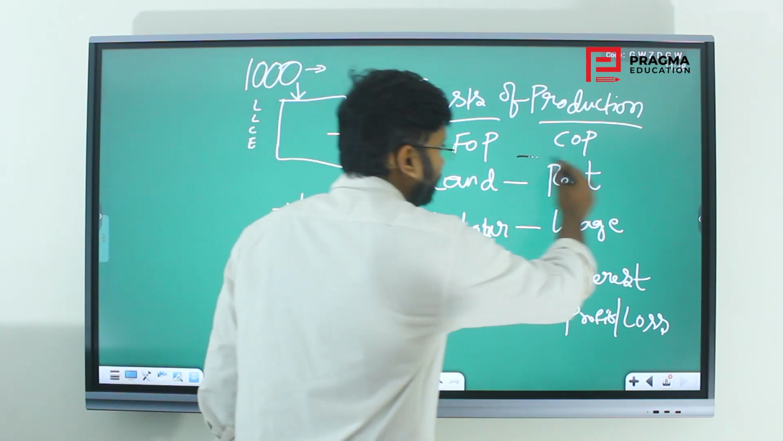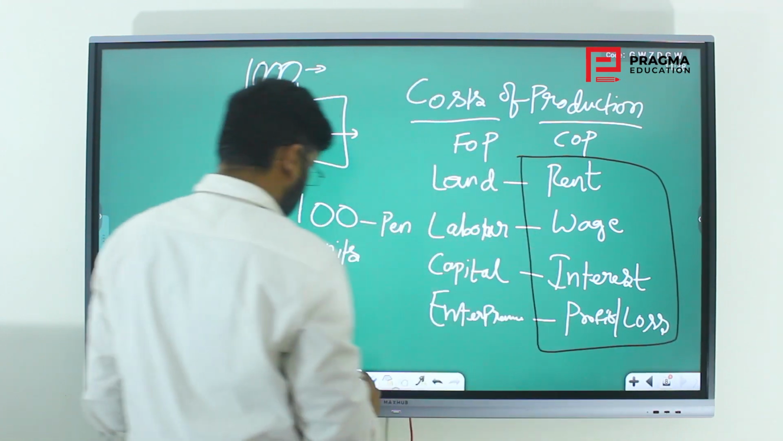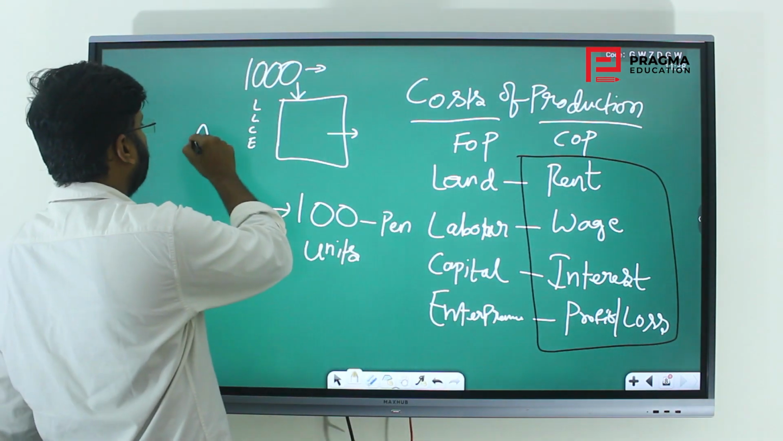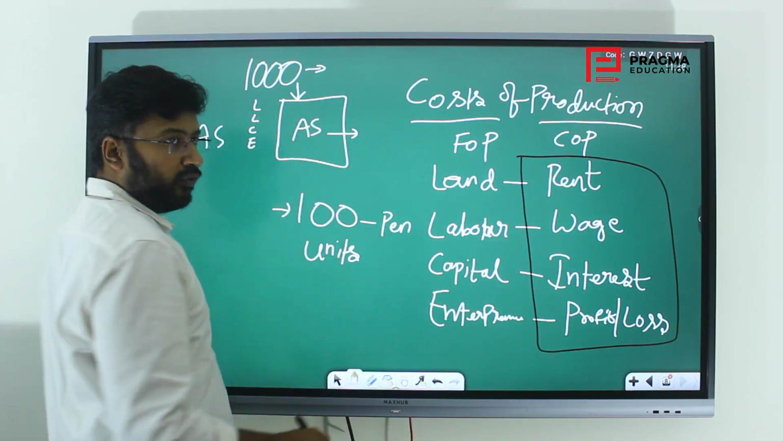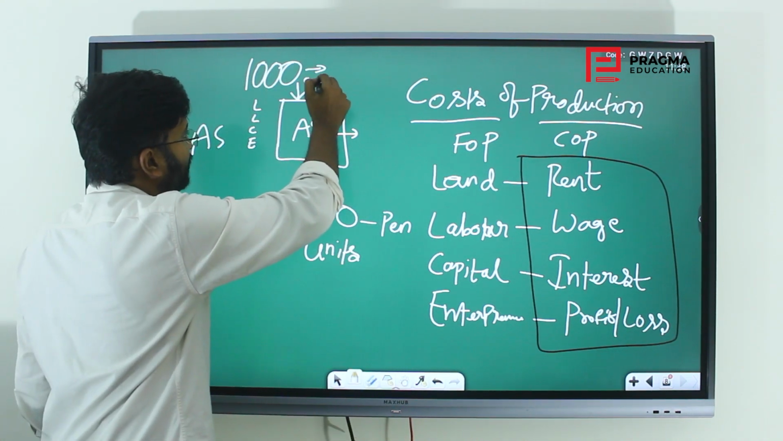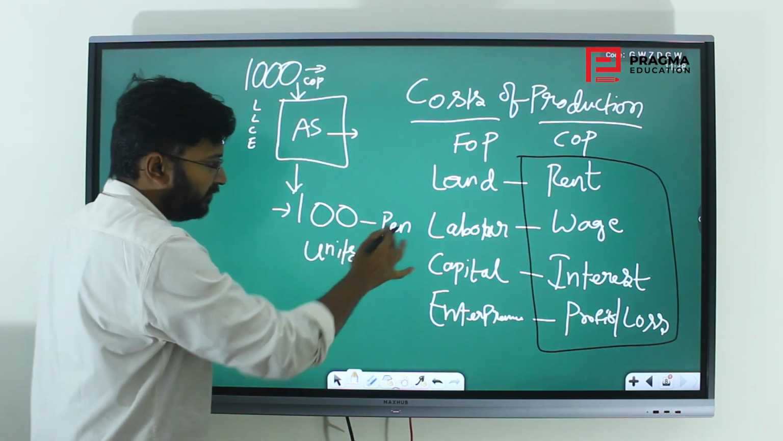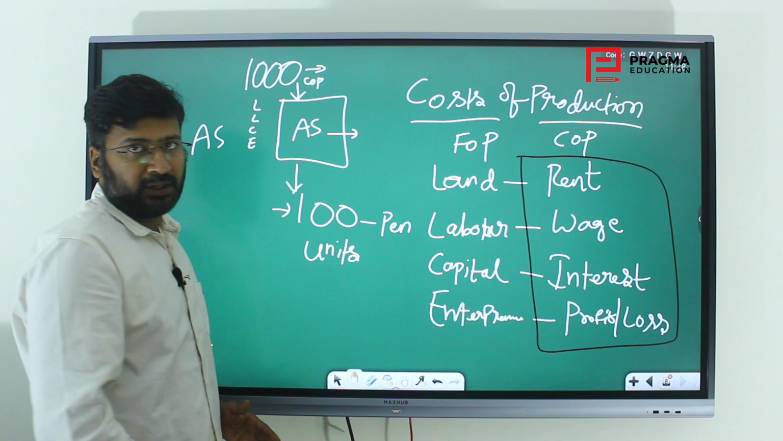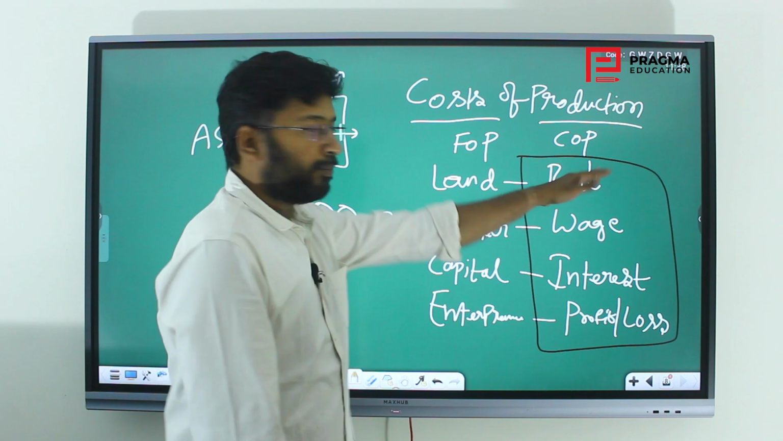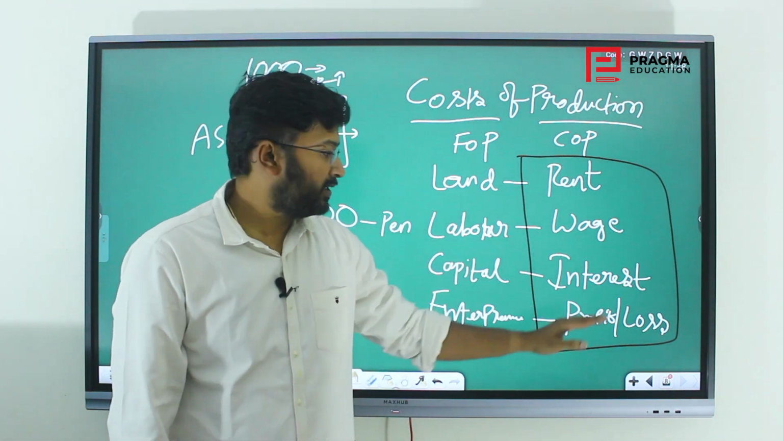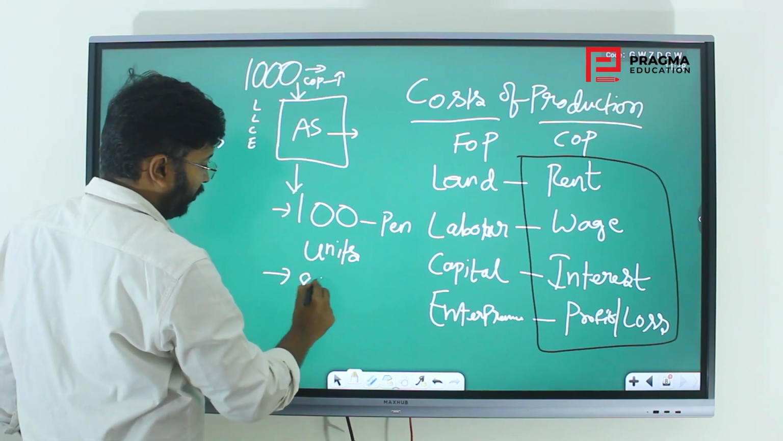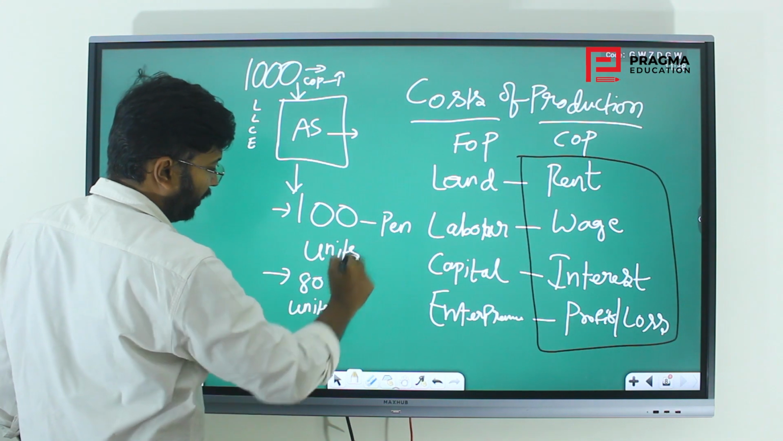So the costs of production associated with the factors of production are the main factors that affect the aggregate supply. How? I will tell with a little example. Say I am investing 1000 rupees in the form of cost of production into my company, and I am producing 100 units of a product, say pen or pencil. Now if tomorrow the cost of production increases, whether the rent, wages or interest has increased, then the 1000 rupees will now produce only 80 units of the same product, say pen.